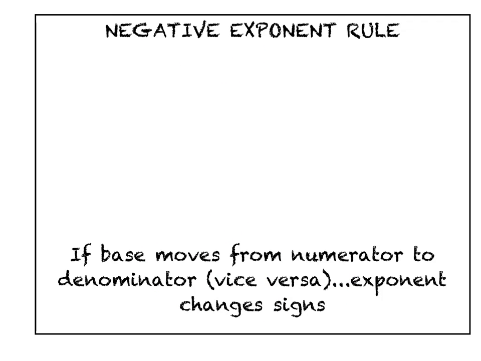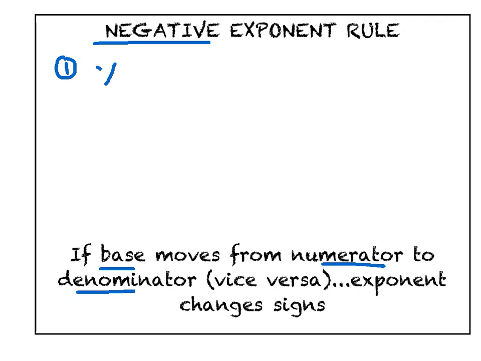Our fourth rule is called the negative exponent rule, and this is, like we hinted earlier, that we're going to spend most of our time with this one here. And it simply says that if the base moves from the numerator to the denominator, or vice versa, then the exponent's going to change signs. There's three examples I want to use to illustrate this one.